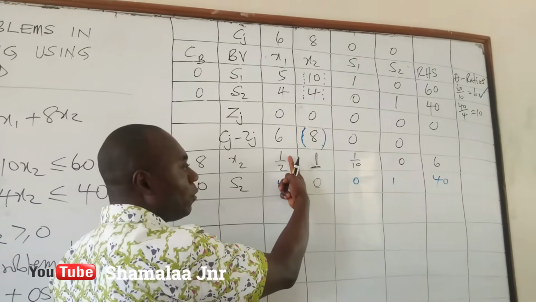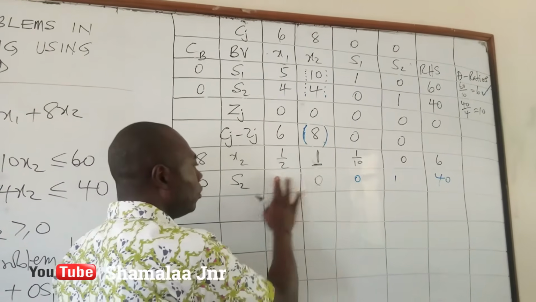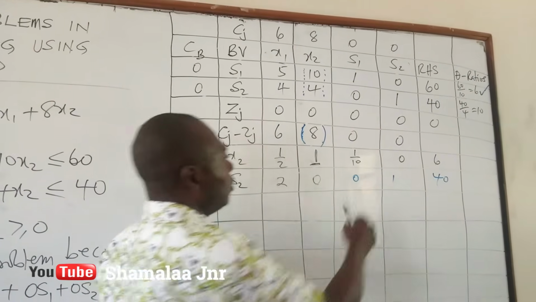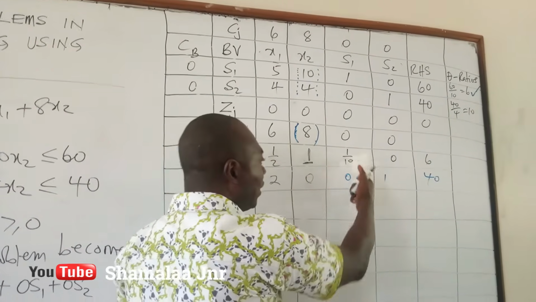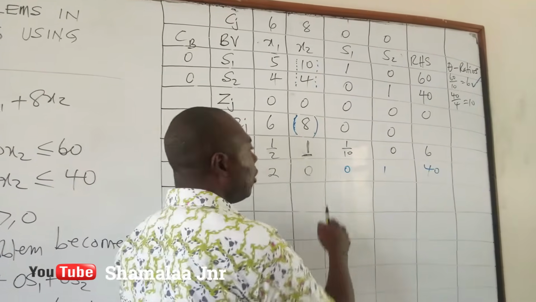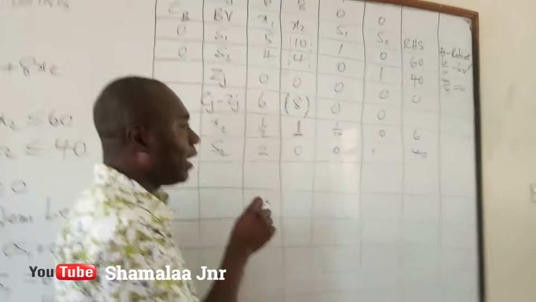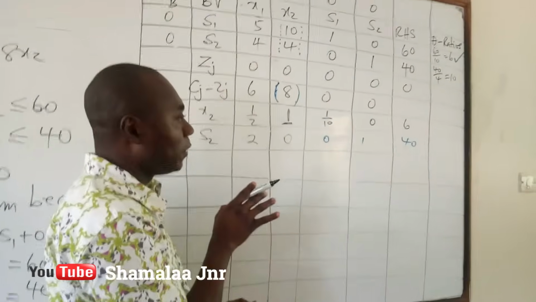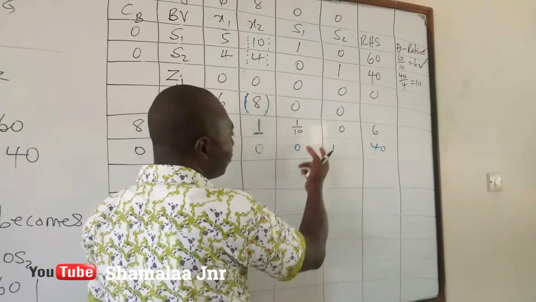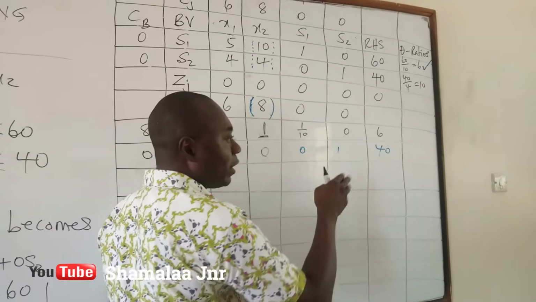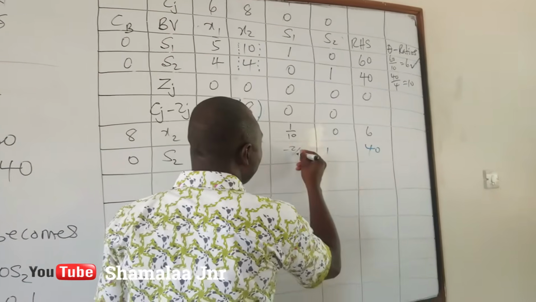So this times 4 will be 2. Half times 4 will be 2. You subtract from 4, you are going to get 2. This times 4 will be 4 over 10. And then you subtract from 0. That will be negative 4 over 10. And you always want to write the answers in the simplest form. So 4 over 10 subtracted from 0 will be negative 4 over 10. That is negative 2 over 5. So this is negative 2 over 5.